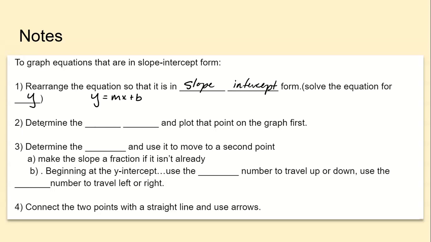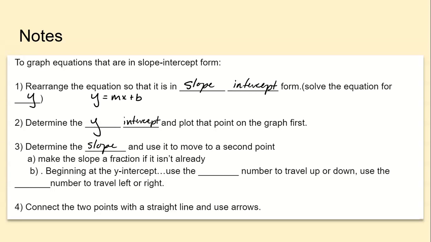So we want to then, after we have that, determine the y-intercept. So that'll be the b value, the constant that's added or subtracted at the end. And then once we have that, we plot that point on the graph first. Then we determine the slope and use that to plot our remaining points. So we can get our second point from there.